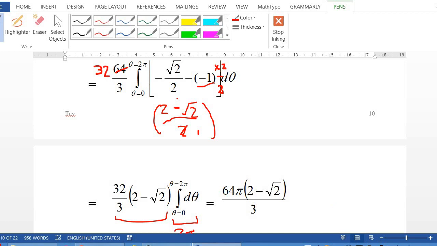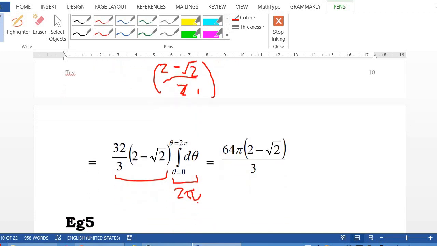The integral of 1 d theta from 0 to 2 pi gives you 2 pi. So in total, 32 times 2 pi, which is 64 pi times (2 minus square root of 2) over 3.